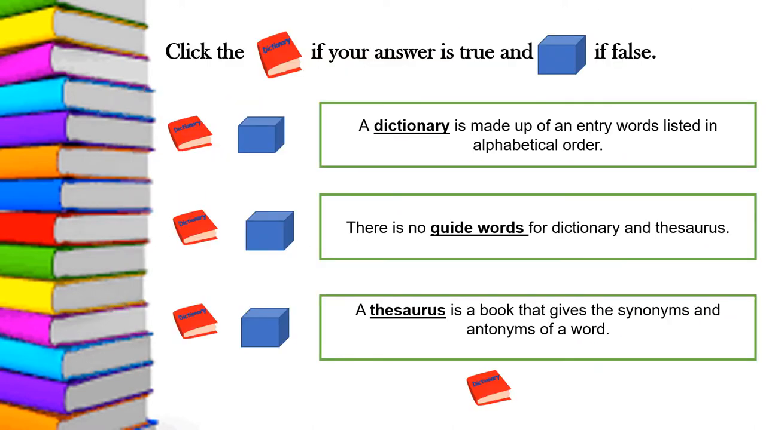Okay, let's start it with the game. Click the dictionary book if your answer is true and box if false. Number 1. A dictionary is made up of only two words listed in alphabetical order. 2. There is no guide words for dictionary and thesaurus. 3. A thesaurus is a book that gives the synonyms and antonyms of a word. Give me answer now.